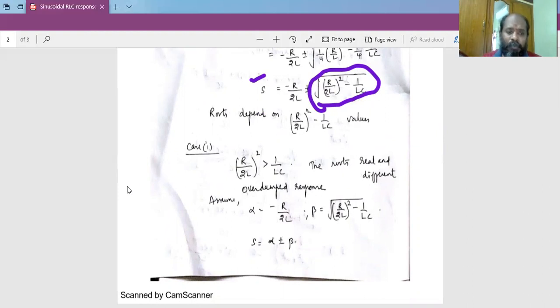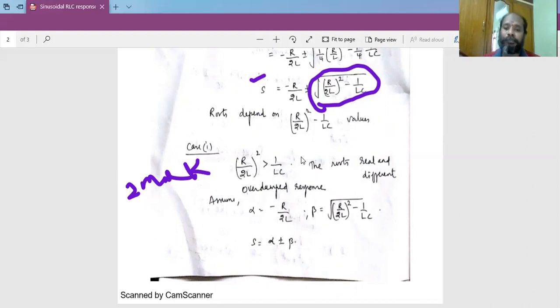It's a very important 2-mark question also. They may ask you. I think I should have mentioned that in the previous derivation also. These three cases, they may ask you in a 2-mark question: write the condition for overdamped response for an RLC circuit. If that is the case, then you can say (R by 2L) the whole square is greater than 1 by LC is called overdamped response.